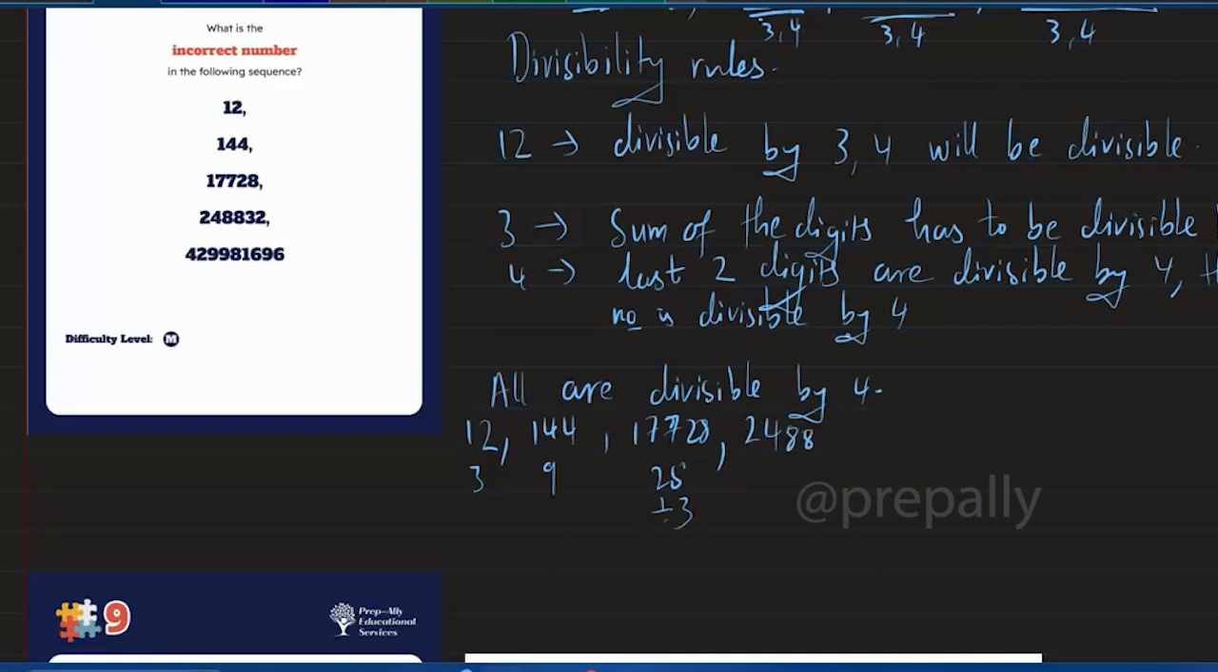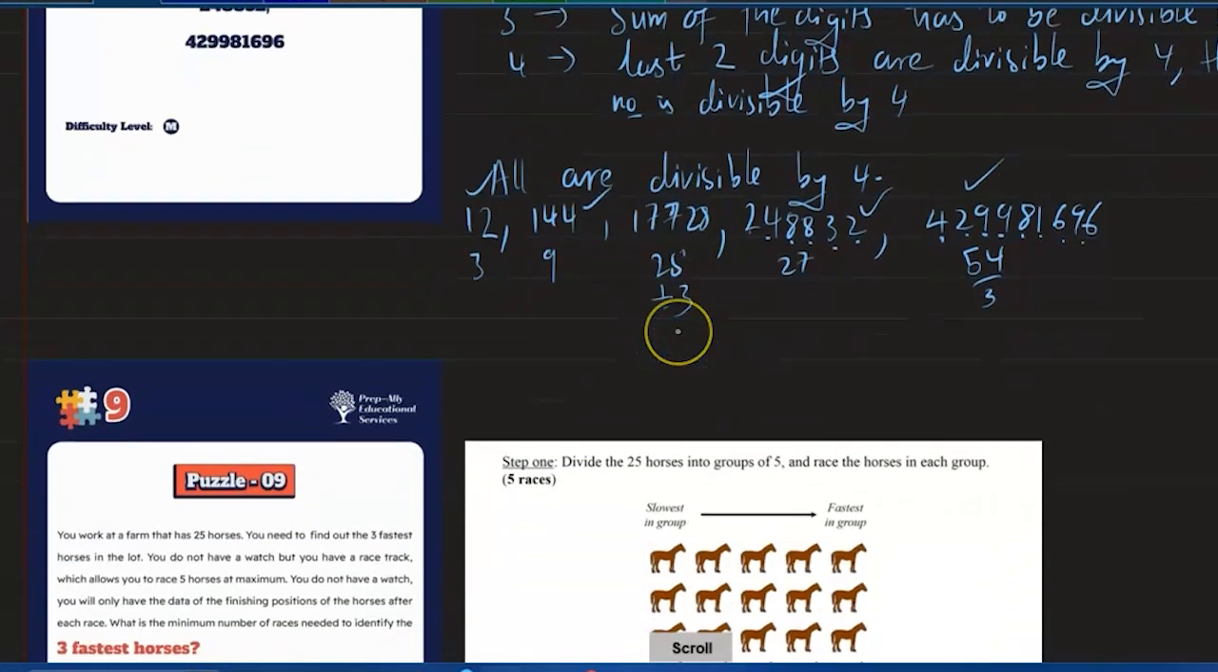2, 4, 8, 8, 3, 2. We can just verify the rest. You have 5, 13, 21, 25, 27. So this will be divisible by 3. And then the long number is 4, 2, 9, 8, 1, 6, 9, 6. So you have 15, 21, 22, 30, 39, 48, 54. 54 is divisible by 3. So now you know that this number, this number, this number, and this number will all be divisible by 12.